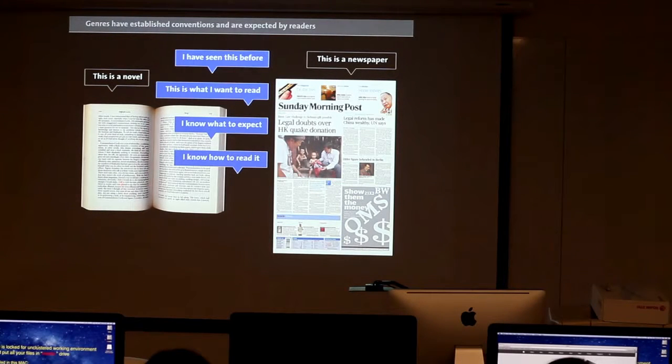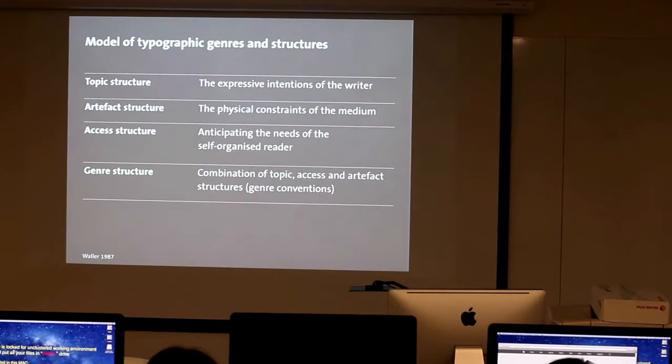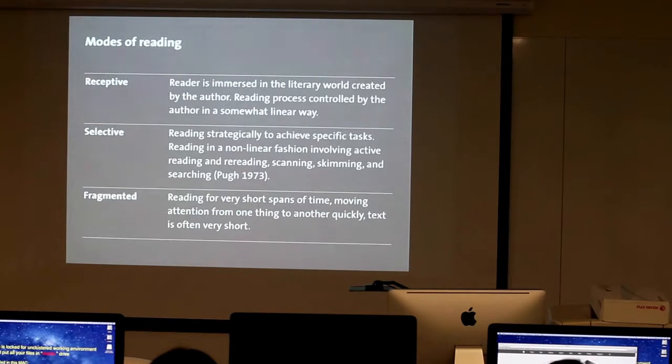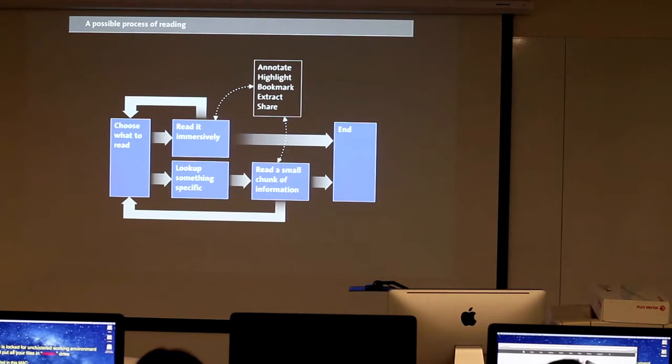You know this is a newspaper, you know this is a novel, because you know the pattern of how you find things or read things in these genres. So these are the things that contribute to genres. This is in content structure, this is in the way you access the information. This is the constraint that has to do with the materiality of the genre. A combination of all three indicates the genre. So from this framework, I want to introduce you to something else this time.